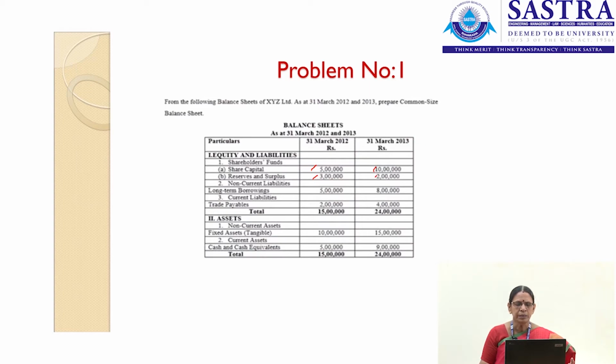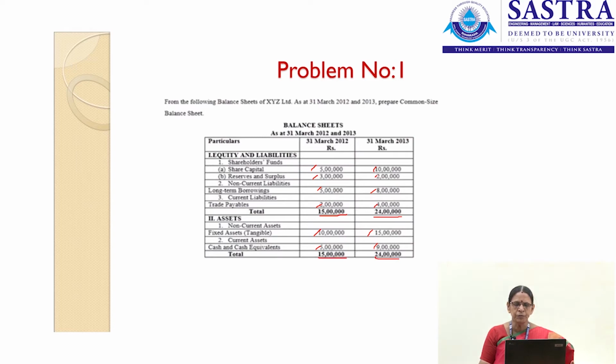Long-term borrowings, it is 5 lakhs in 2012, 8 lakhs in 2013. Current liabilities include the trade payables here, 2 lakhs in 2012 and 4 lakhs in 2013. So the total of the balance sheet comes to 15 lakhs and 24 lakhs respectively for 2012 and 2013. All the assets are depicted here. When we come to the non-current assets, we have the tangible fixed assets, namely 10 lakhs in 2012 and 15 lakhs in 2013. Current assets is the cash and cash equivalents. We have 5 lakhs in 2012 and 9 lakhs in 2013. Again, we have the total of the balance sheet as 15 lakhs and 24 lakhs respectively.